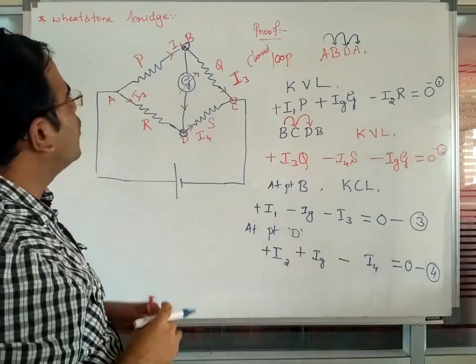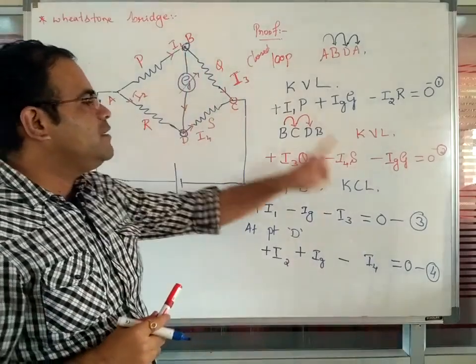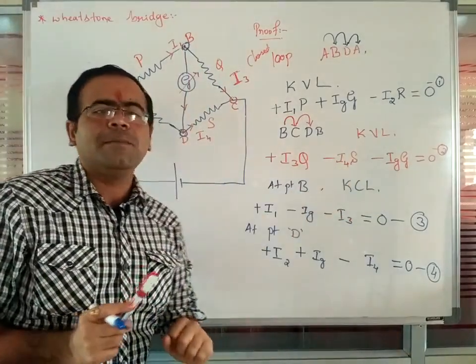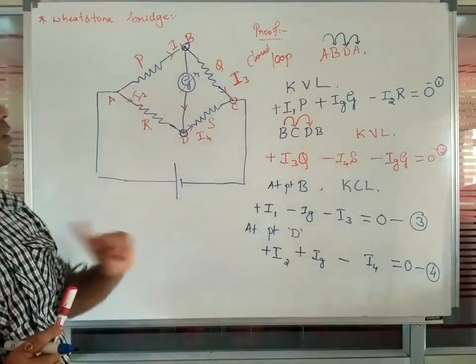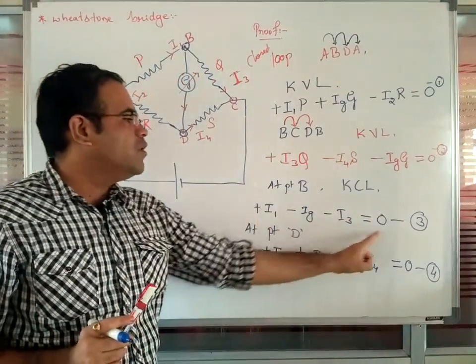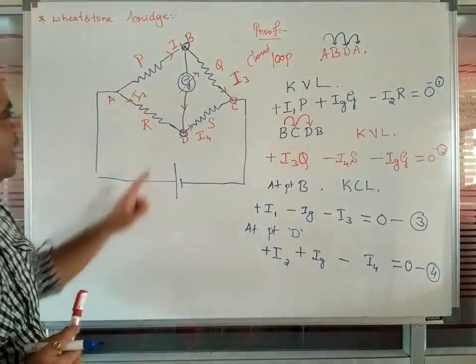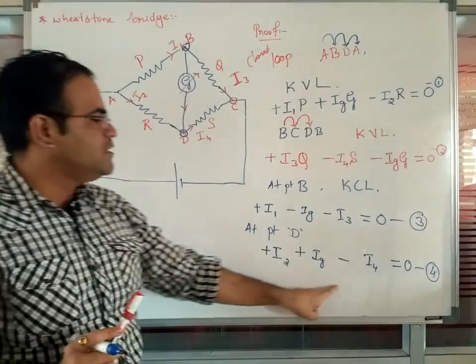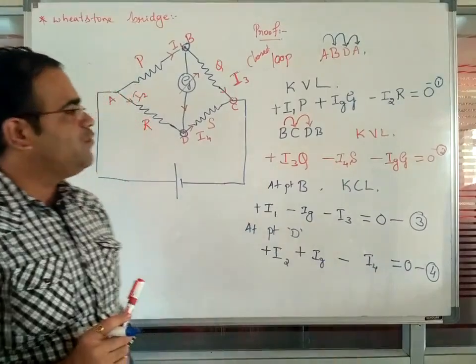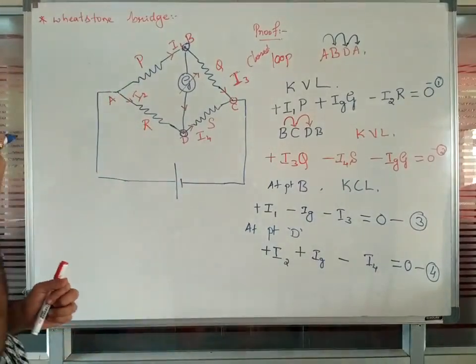When we observe the node point, we apply Kirchhoff's current law. So when we apply the current law at point B, you are going to get the third equation. Similarly at point D, you are going to observe the fourth equation. So these are the 4 equations you are going to get here.